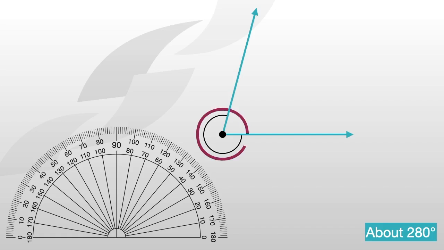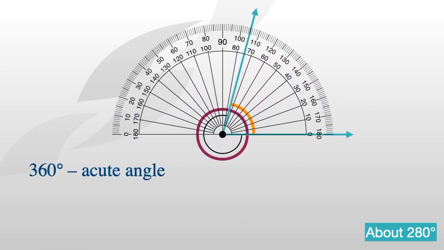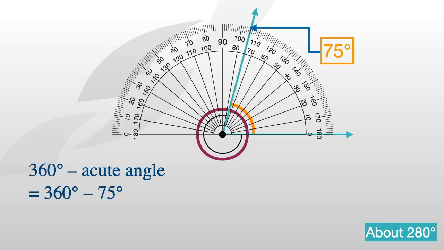The full circle of rotation is 360 degrees. If we subtract the acute angle, then what remains is a measure of the reflex angle. The acute angle measures 75 degrees, so the reflex angle can be calculated by subtracting 75 from 360 degrees. So angle C has a measure of 285 degrees.